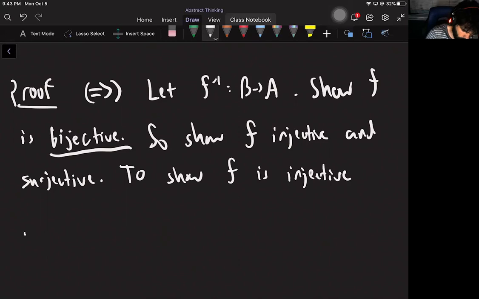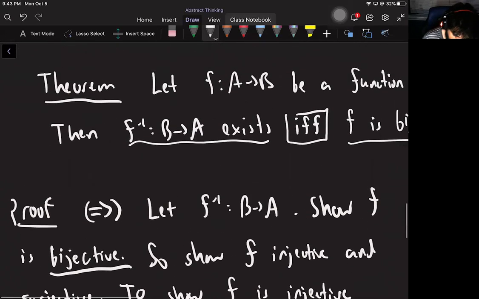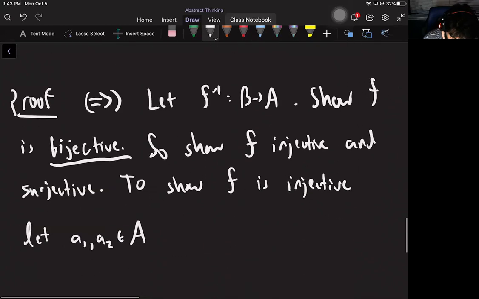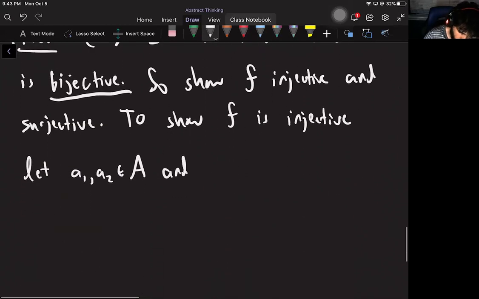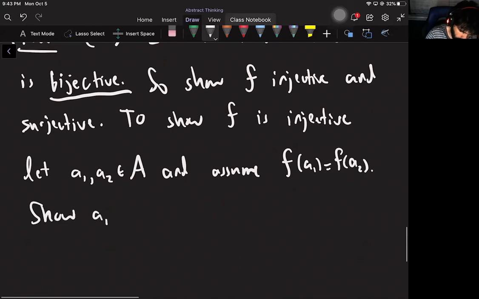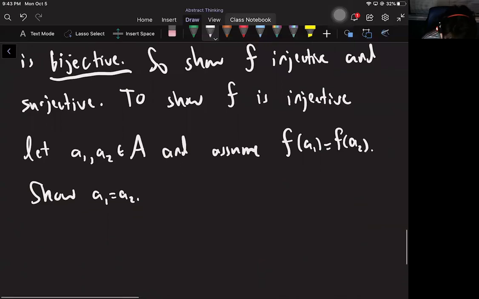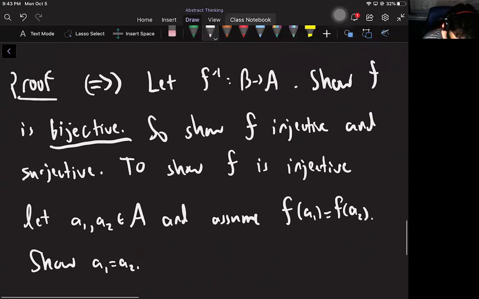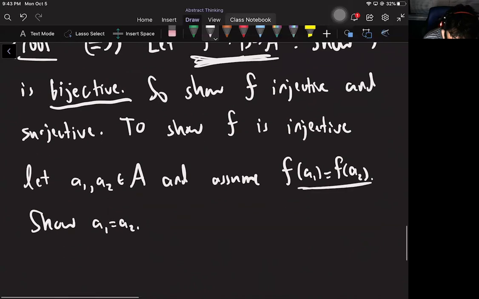I have to let two elements be in the domain of f, and f is going from A to B, so the domain is A. So I let two things be in A, and I assume that they get sent to the same place. Then I've got to show that they came from the same place secretly all along. It's a big secret, don't tell anybody. So let's do that. Okay, and all we know is that the inverse exists. So we have to use that somehow in our proof to get from here to here.